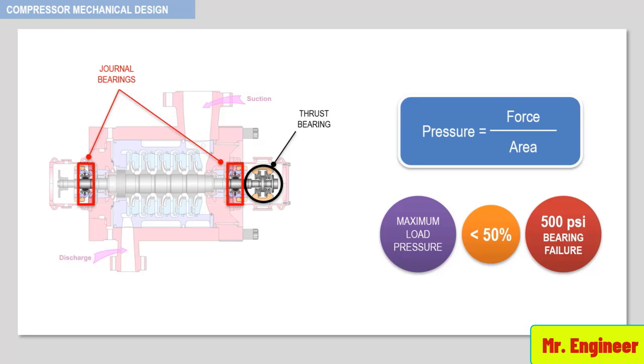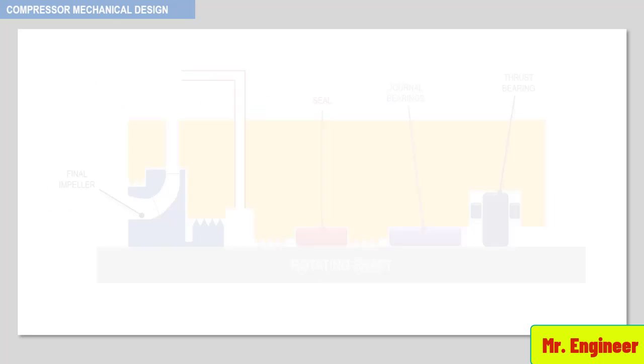However, in many thrust bearing applications, it is not possible to provide sufficient bearing area to maintain the load pressure at 250 psi. In these cases, a thrust balancing system is needed to reduce the thrust load. Let's see how these systems work.